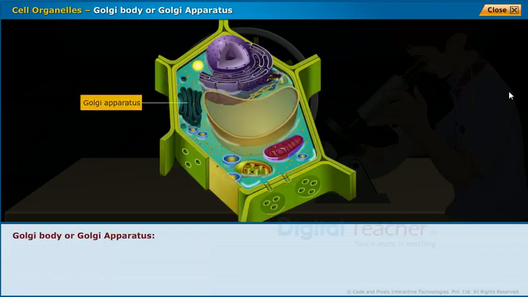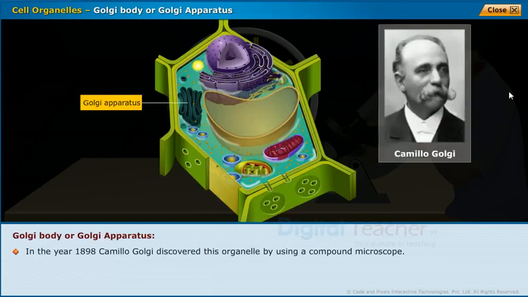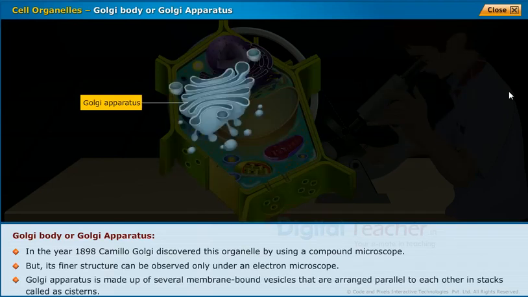Golgi Body or Golgi apparatus. In the year 1898, Camillo Golgi discovered this organelle by using a compound microscope. But its finer structure can be observed only under an electron microscope. The Golgi apparatus is made up of several membrane-bound vesicles that are arranged parallel to each other in stacks called cisternae.